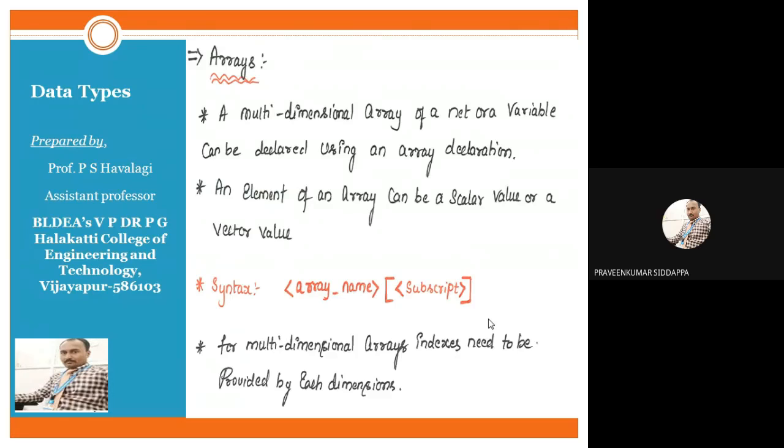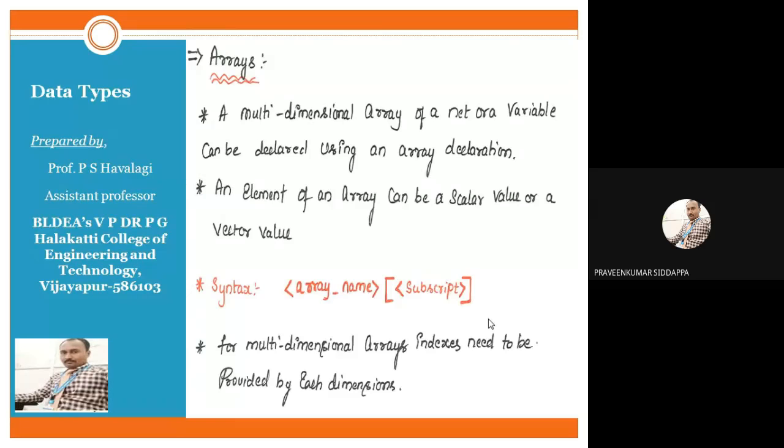I have written there array underscore name. Next, you can write the subscript. For multi-dimensional arrays, indexes need to be provided for each dimension. A one-dimensional array contains only one element, so we call it a one-dimensional array. What is a multi-dimensional array? It contains a group of elements, and that is what we call a multi-dimensional array. In a multi-dimensional array, we have to write the indexes. Whenever we provide indexes to the dimensions, that is called a multi-dimensional array.